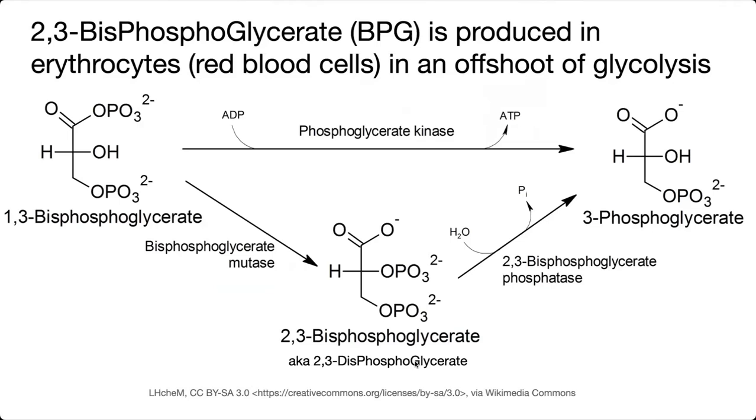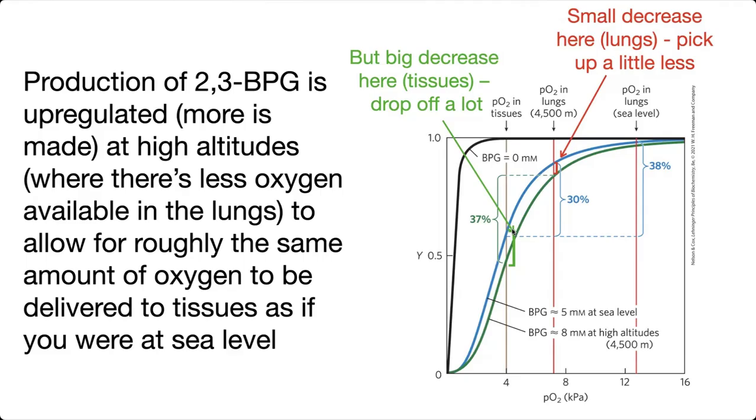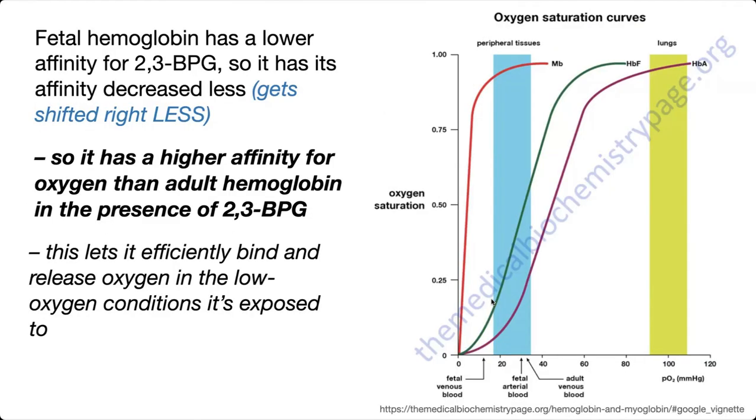Let's look a little more closely at how the molecule 2,3-bisphosphoglycerate, or 2,3-BPG, regulates hemoglobin's affinity for oxygen, and why this is beneficial in conditions of high altitude as well as in the context of fetal hemoglobin.